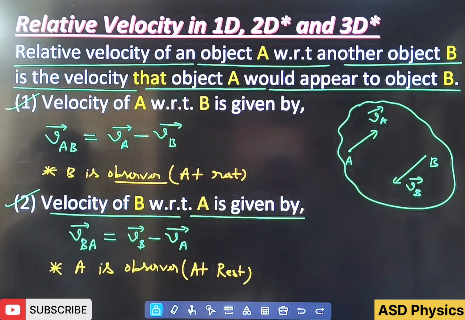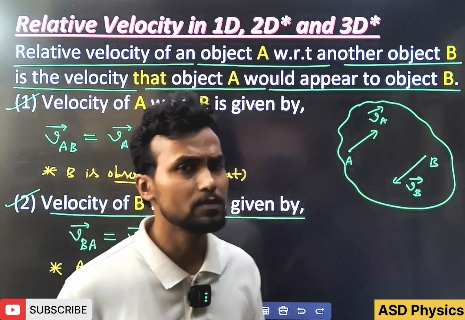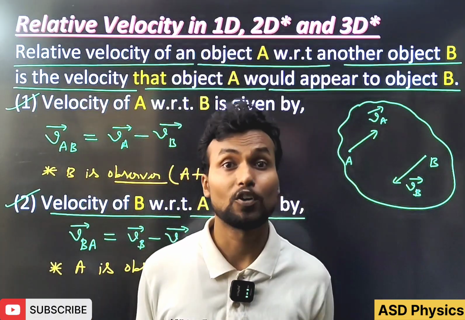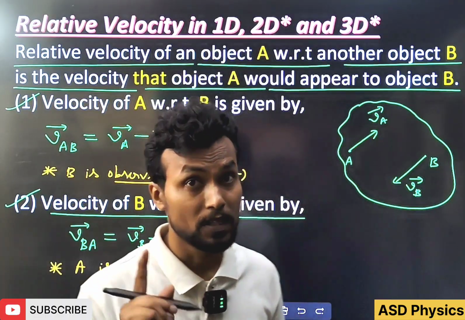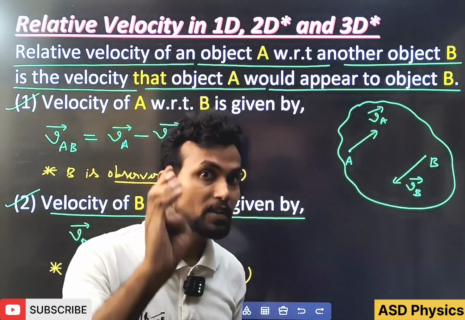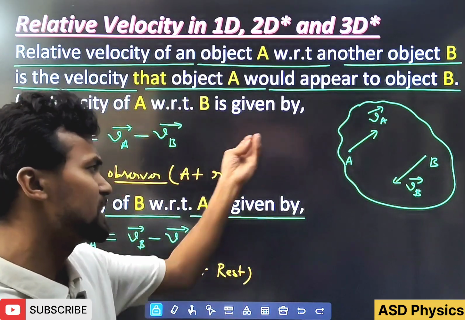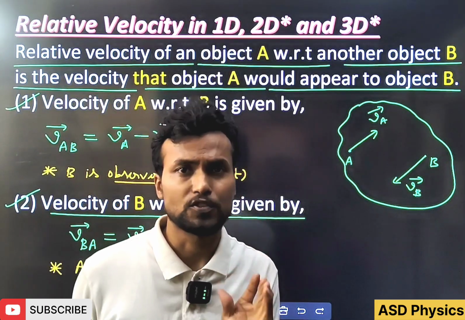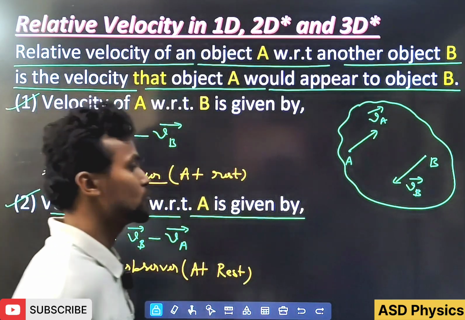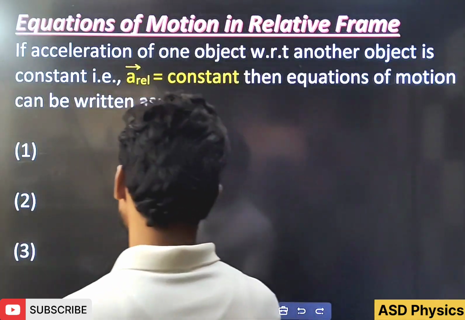Remember that whenever we are discussing in 2 dimension, A and B will be involved with I cap, J cap, or maybe J cap, K cap, or maybe K cap and I cap. But when we are seeing in 3 dimension, what will be there? I cap, J cap, K cap components will be there with A also or with B also. Okay, remember that, as I have told you.